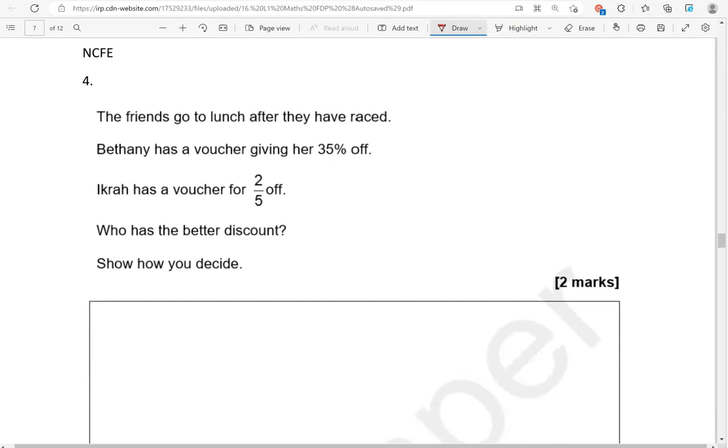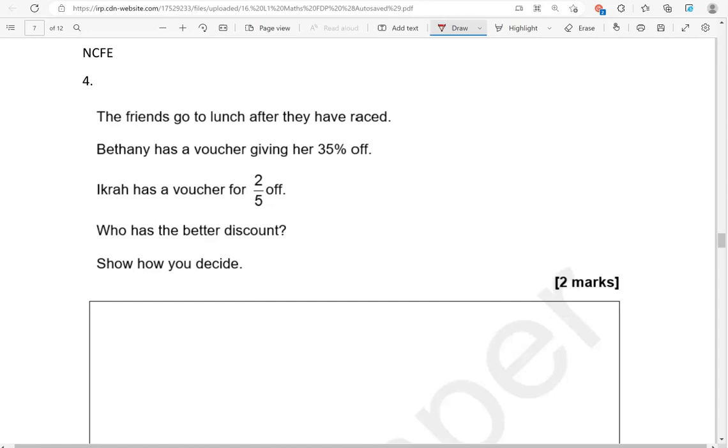The friends go to lunch after they have raced. Bethany has a voucher giving her 35% off. Ikra has a voucher for 2/5 off. Who has the better discount? Show how you decide. So we're comparing 2/5 and 35%.